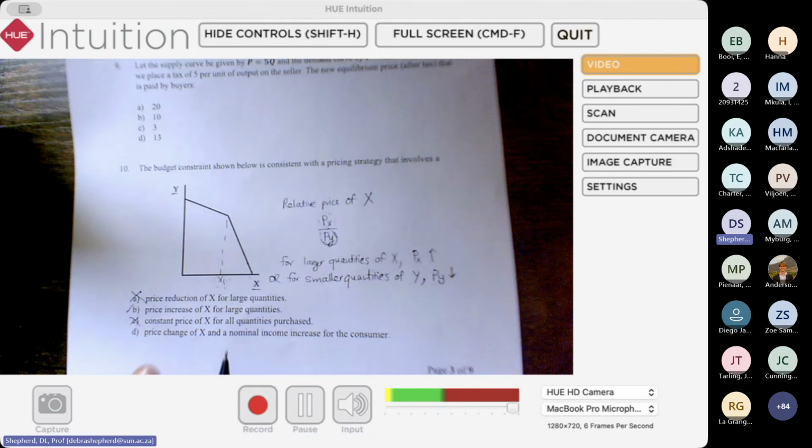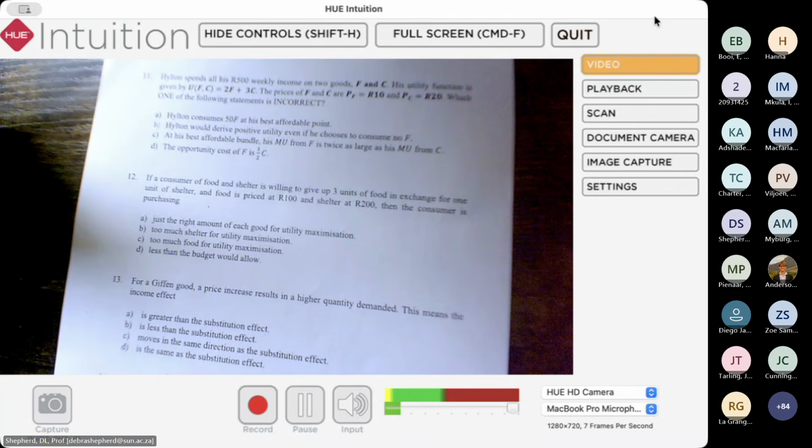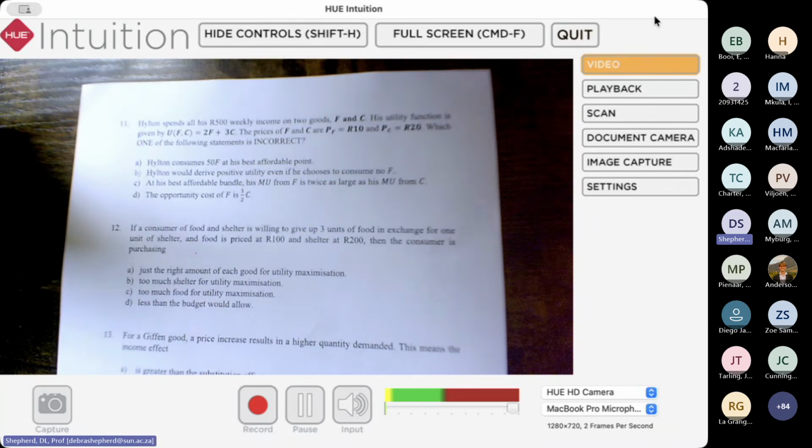Okay, question 11. I think one of the class reps did mention to me that this is something that students were talking about on the WhatsApp group. So it's a good thing that I'm covering this type of question.